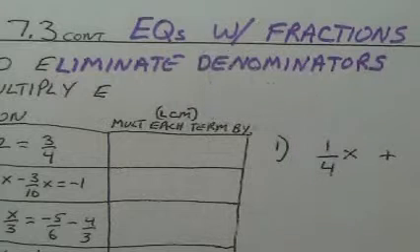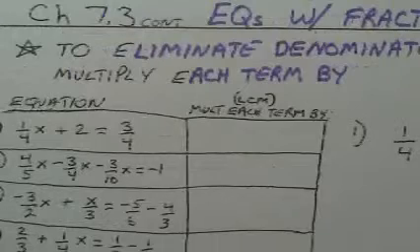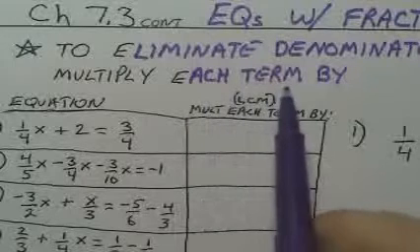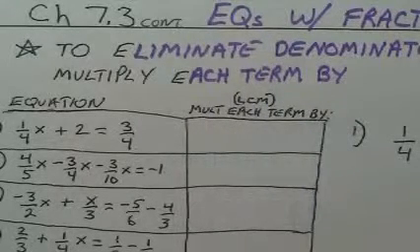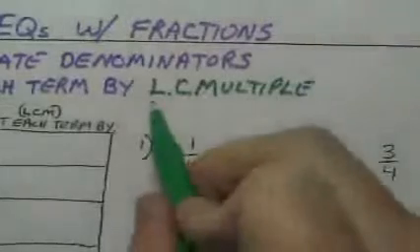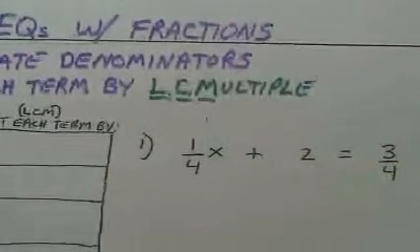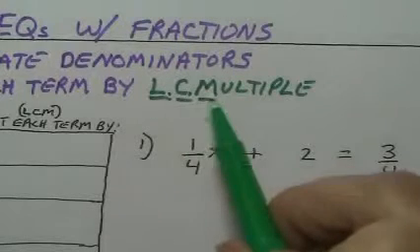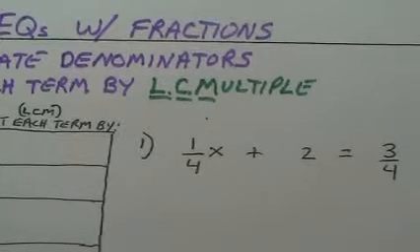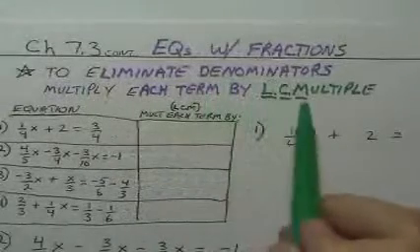Remember, denominators are the bottom numbers of fractions. To eliminate denominators, multiply each term by the LCM, which is least common multiple. Least common multiple. So to get rid of the denominators, multiply each term by the least common multiple.